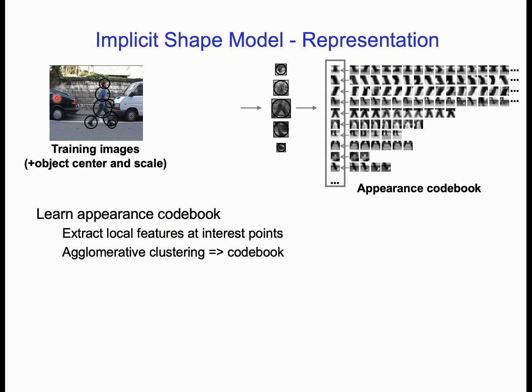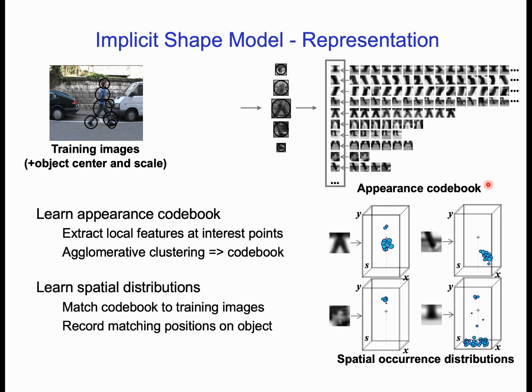So I have my training images, and from the training images, I extract the object centers and different parts of the object with different scales. Using these patches, I create appearance code books, for instance, using the visual words approaches that I've seen before. And then for each code word, I learn a spatial distribution. So I match the code book to training images and record the matching positions on the object.